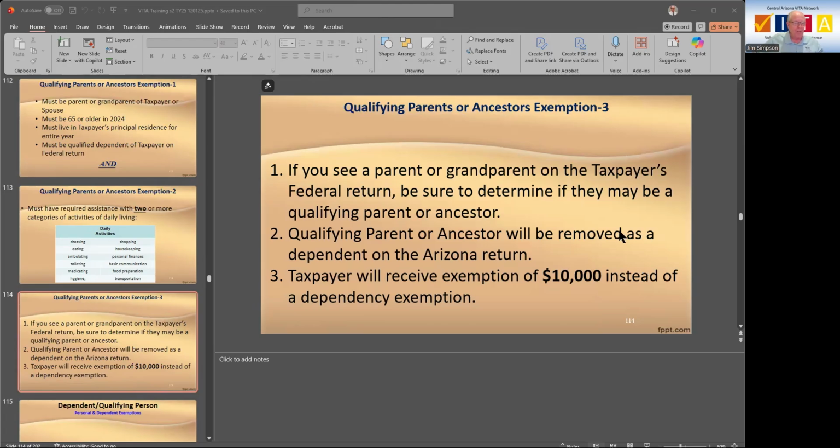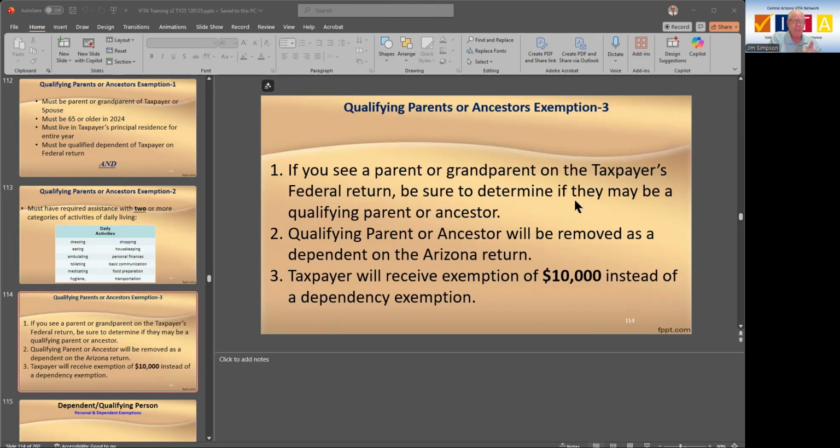So why does this really matter? Because if you see a parent or grandparent on the taxpayer's return, be sure to determine if they may be a qualifying parent or ancestor. That may take a little bit of finesse. But by now you've built a rapport with the taxpayer, and you say, I see you're taking care of your mom. Does she pretty much take care of herself? And the taxpayer may say, well, kind of, but yeah, I have to do her shopping for her and help her with things. You can find out by doing that.